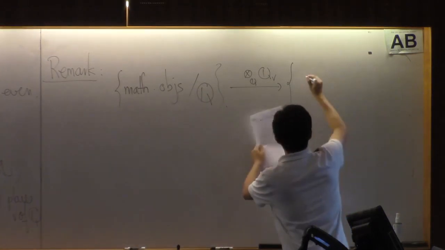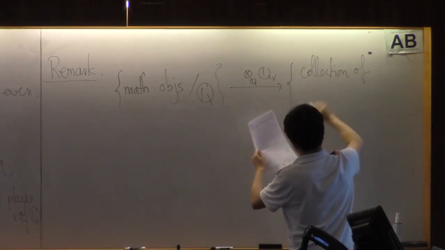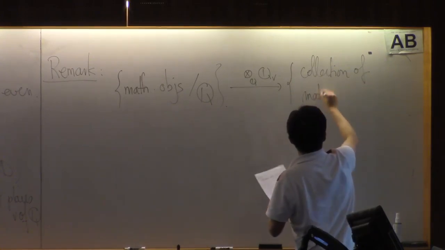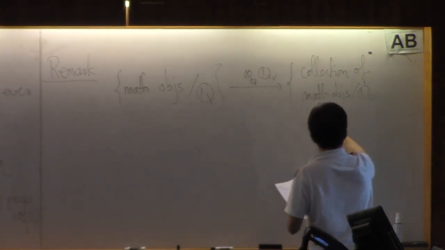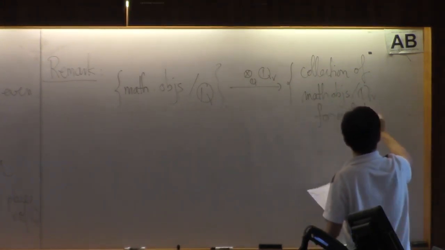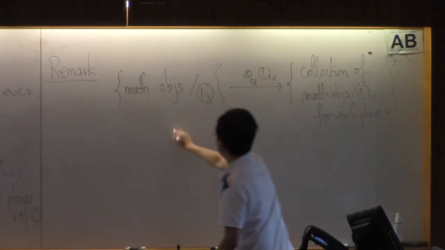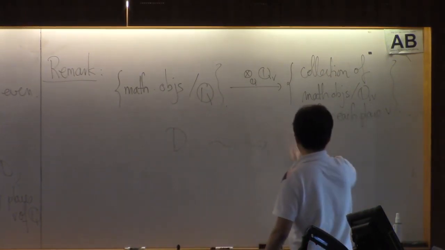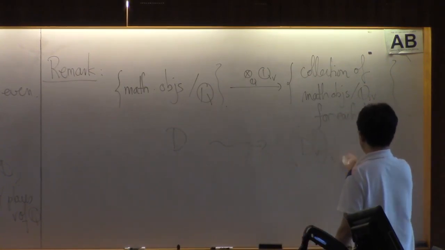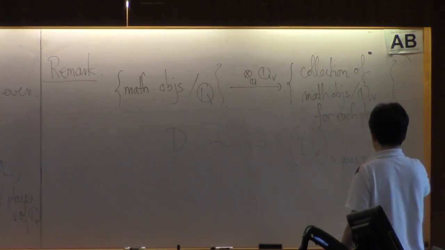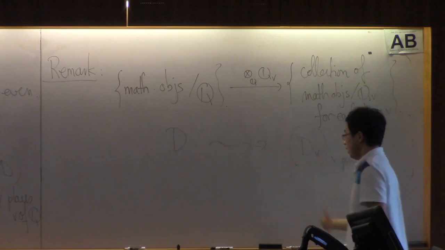I should say a collection of math objects over Q, and for each place I have some sort of a D, as I said. And over here I have D_v for all v places. For all the places.